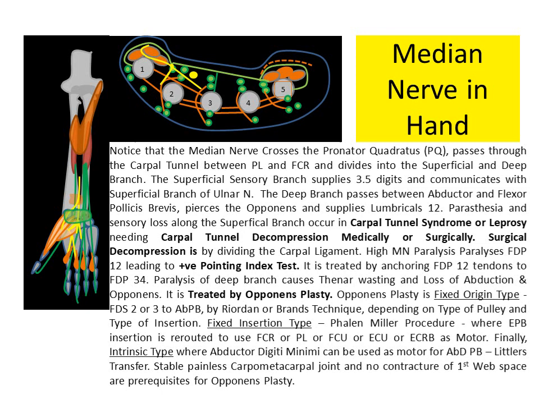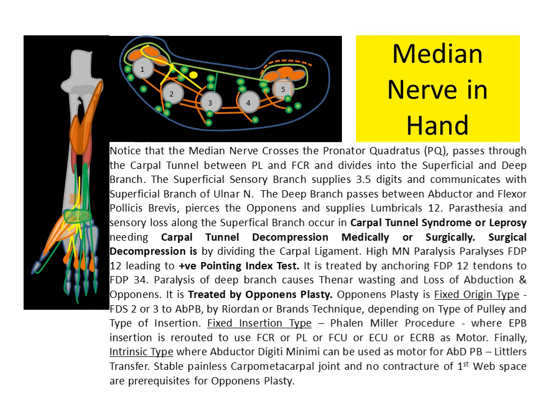High median nerve paralysis leads to paralysis of flexor digitorum profundus 1 and 2, which leads to the pointing index test. The pointing index is treated by anchoring the FDP 1 and 2 tendon to the FDP 3 and 4. Paralysis of the deep branch causes thenar wasting and loss of abduction and opposition. Opposition loss is treated by opponensplasty.